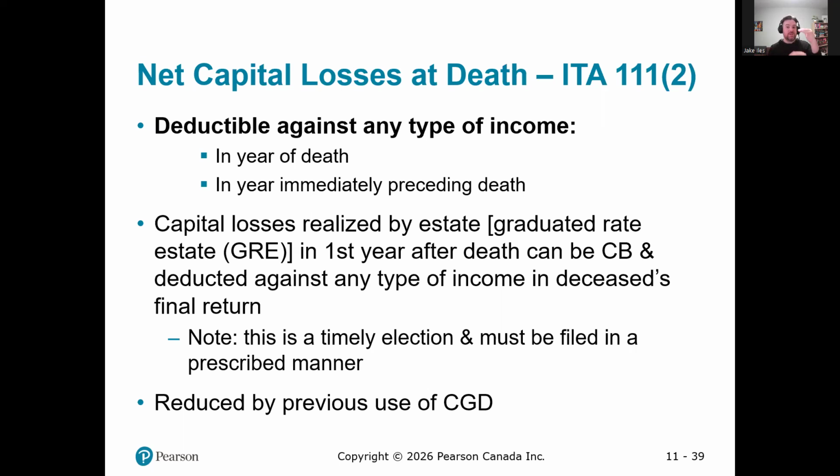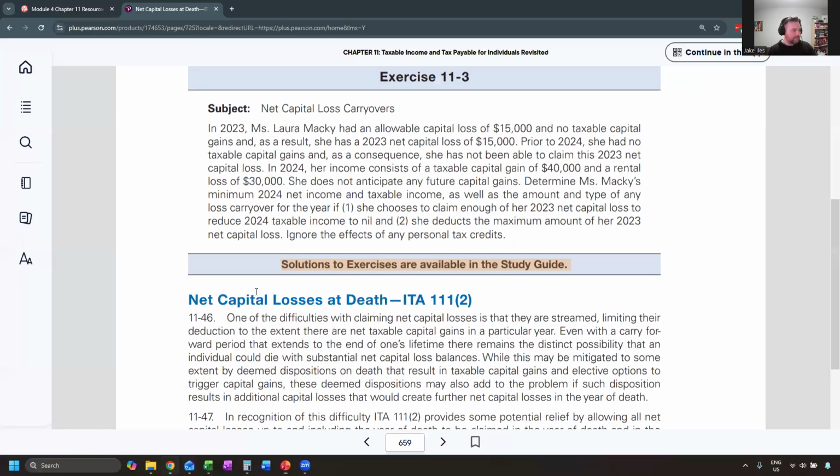Well, they say you can apply them against any kind of income either this year or last year. If the result of our capital loss is because everything was deemed to be sold, then maybe last year we have some income we can apply it to. So capital losses are realized by an estate in the first year after death. Once you've passed away and it turns into an estate, any losses in that first year of the estate can also apply. But that's adding a layer that I don't think you need to be too concerned with right now. We want to focus on just that deduction in the year of death and immediately before.